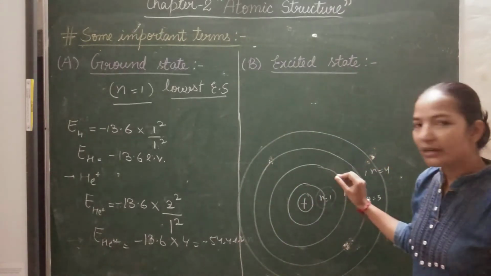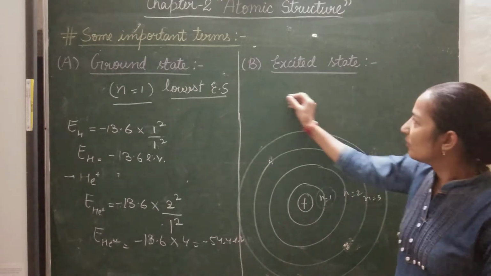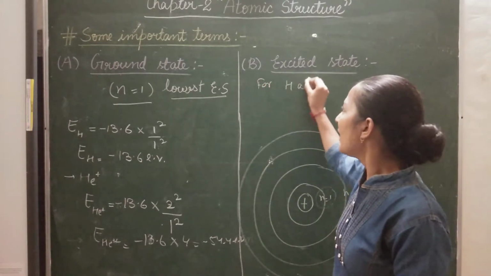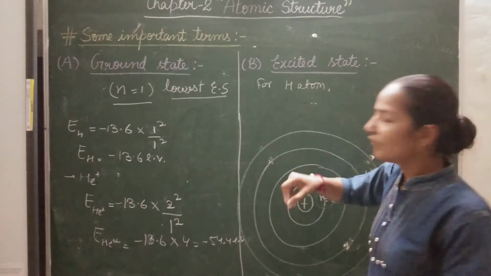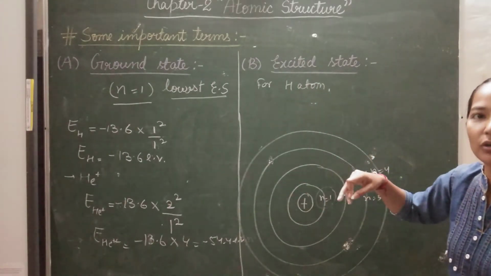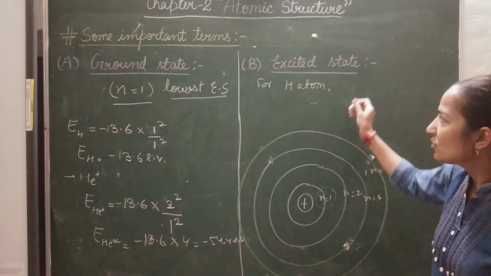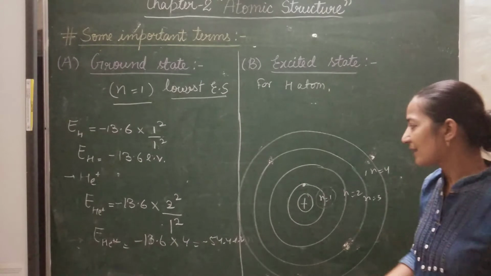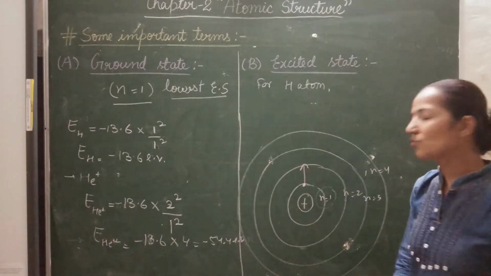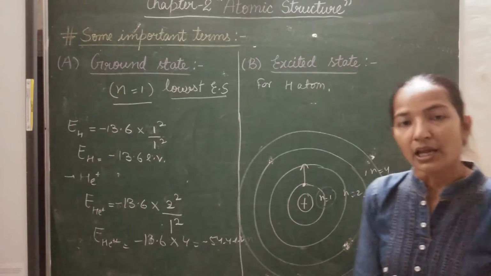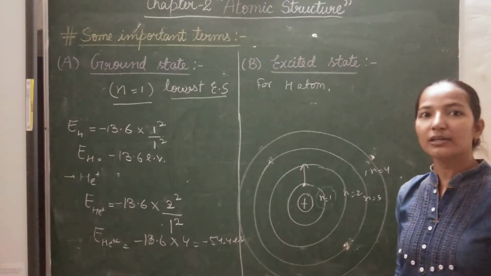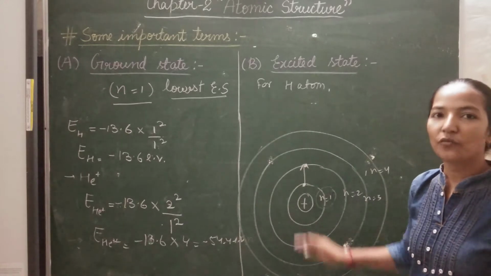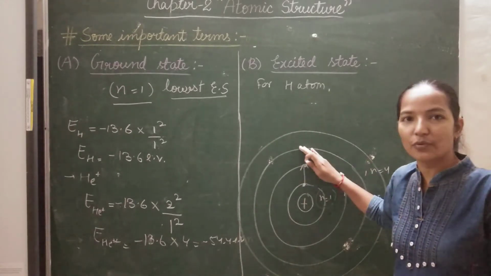If we consider hydrogen atom and want to calculate the energy for the first excited state, what is the first excited state? That means the electron has been excited from n equals 1 to 2. If it is the second excited state, then that means the electron has been excited from n equals 2 to n equals 3.